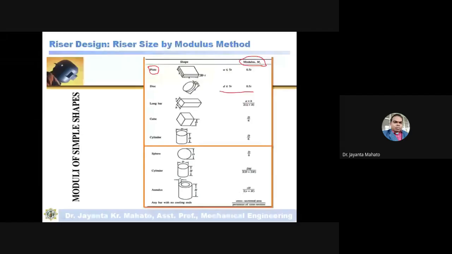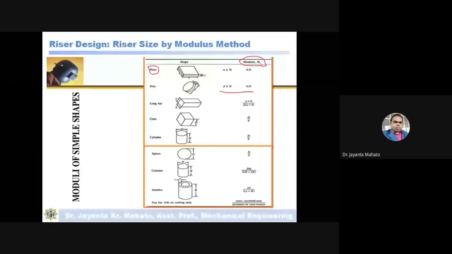So for different shapes and geometries of the cast product, the value of the modulus of casting, MC, is different with respect to the geometry of the product.